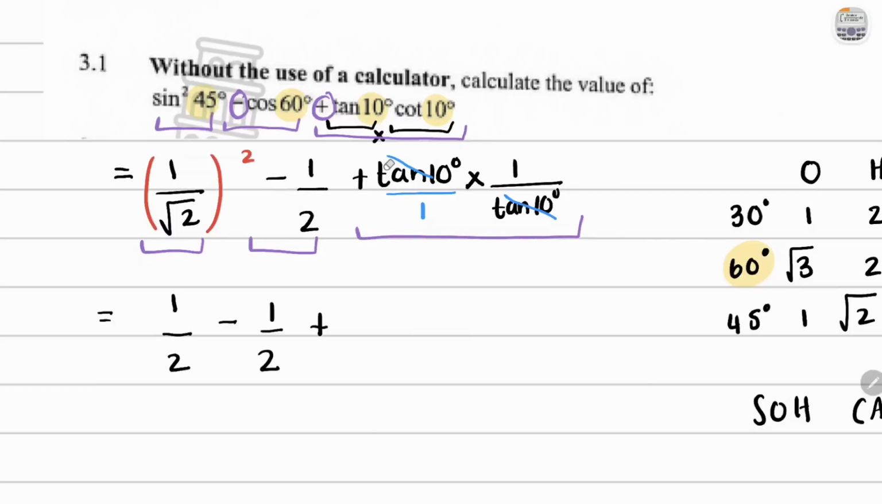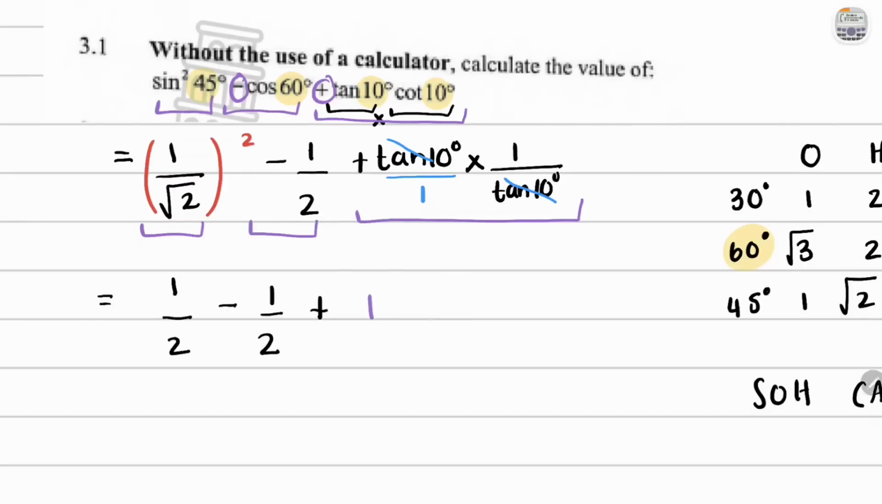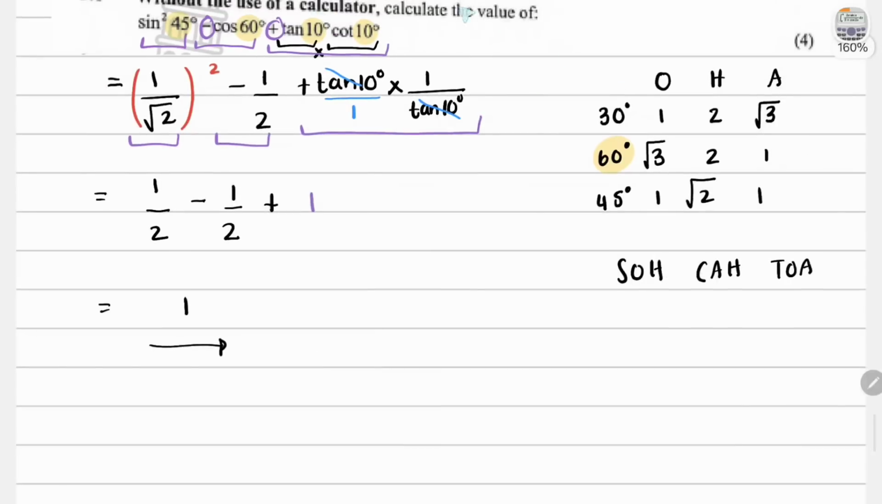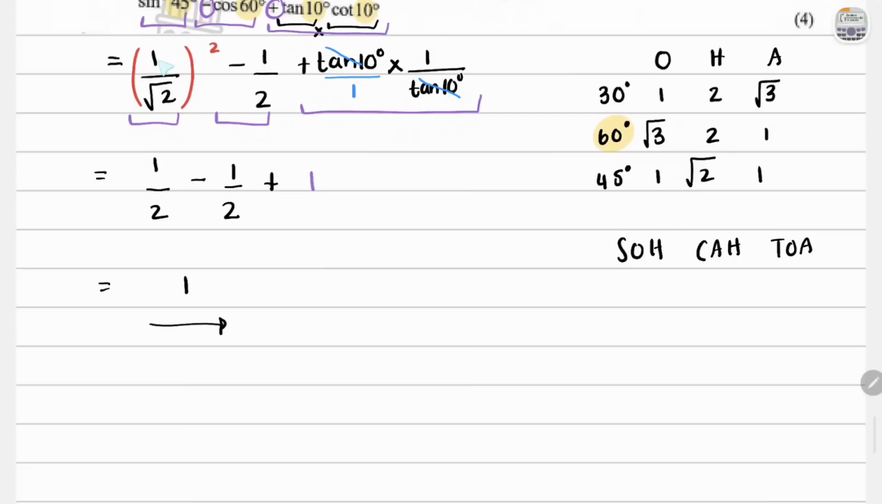What's left here? Tan 10 degrees and tan 10 degrees cancelled. So you're left with 1 because this is a placeholder of 1 over 1 times 1 over 1, which is just 1. So 1 is left over there. Okay, so what happens here is you have a half minus a half, which is nothing, and then plus 1, which is 1. And so that is our answer. The answer to all of that is just 1. Okay, moving on to the next question.